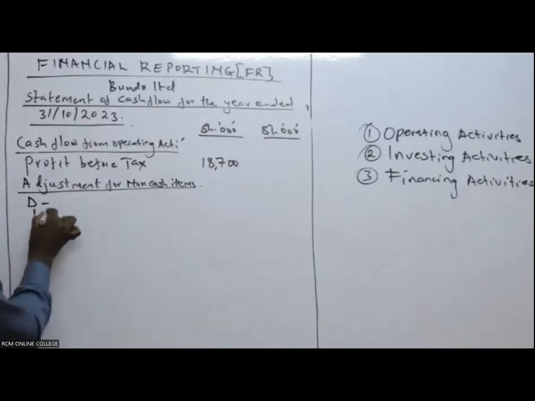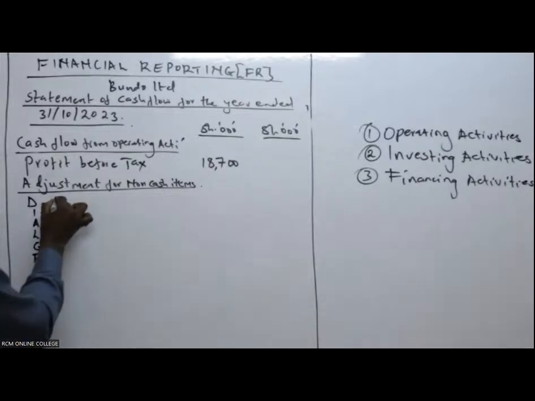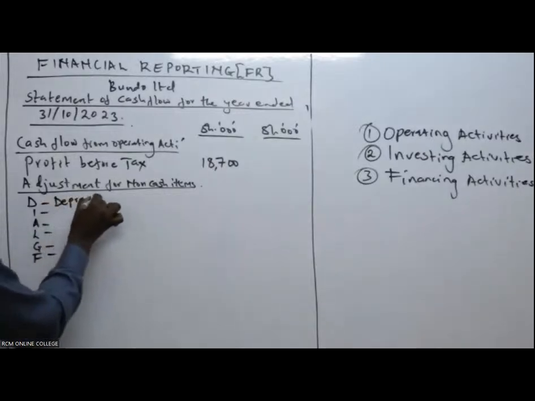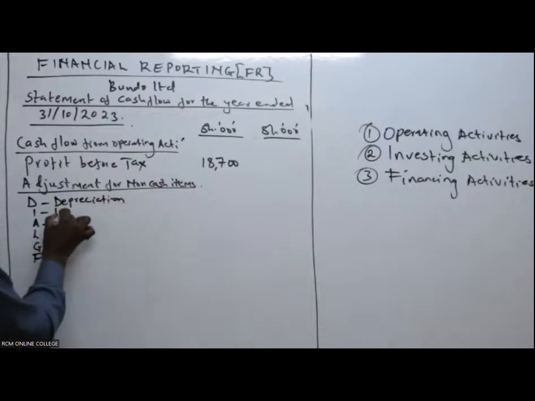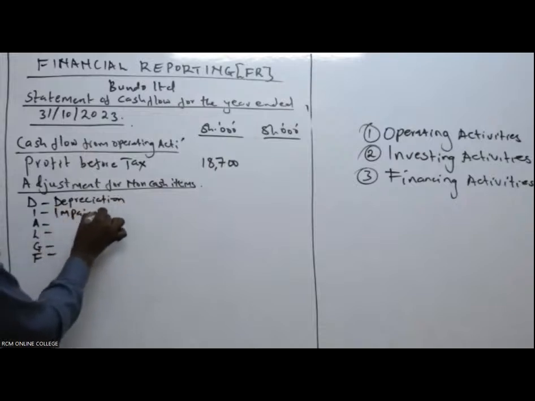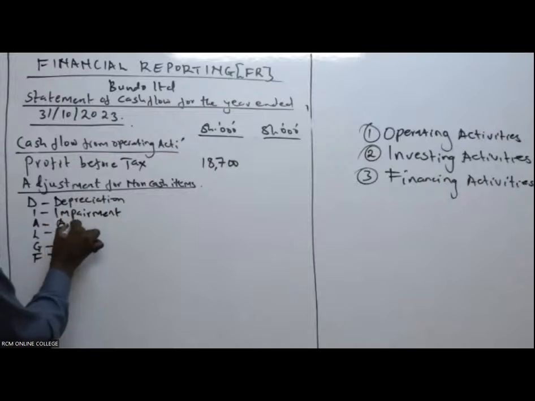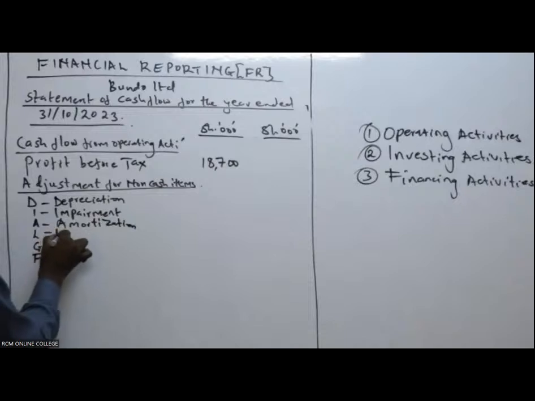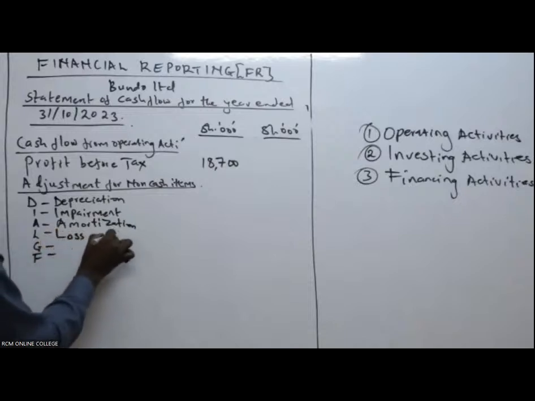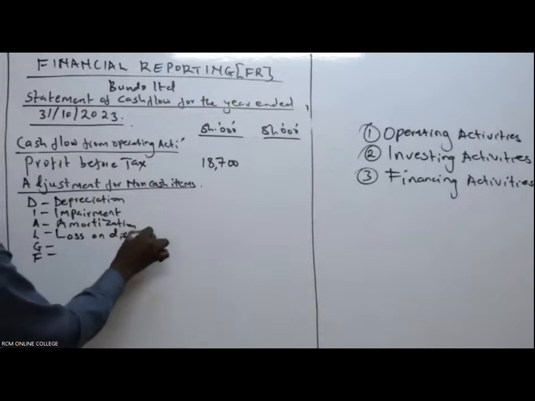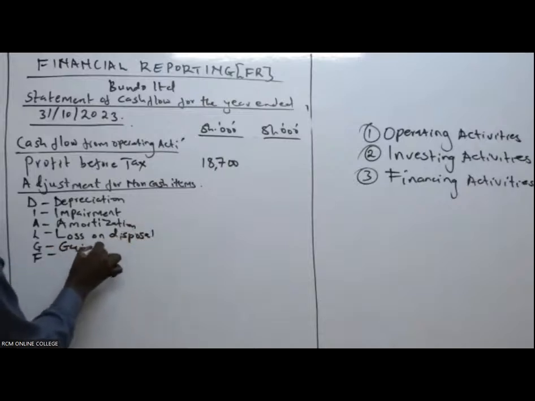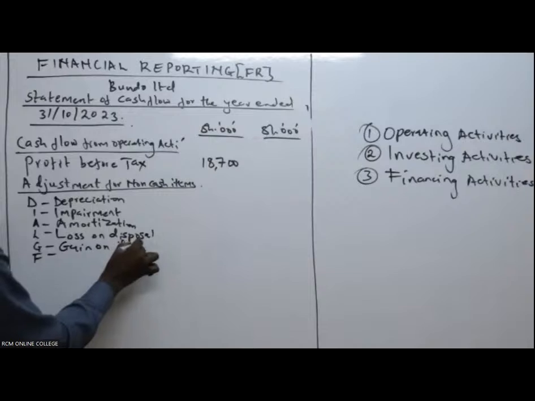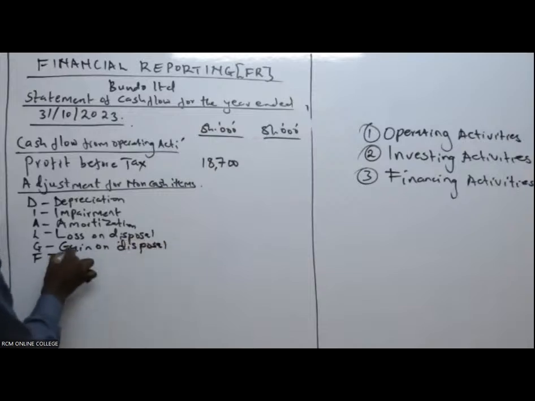DIALGF, where these stand for depreciation, impairment, amortization, loss on disposal, gain on disposal, of course disposal of asset, and then we have finance cost. Finance cost is the same as the interest paid.